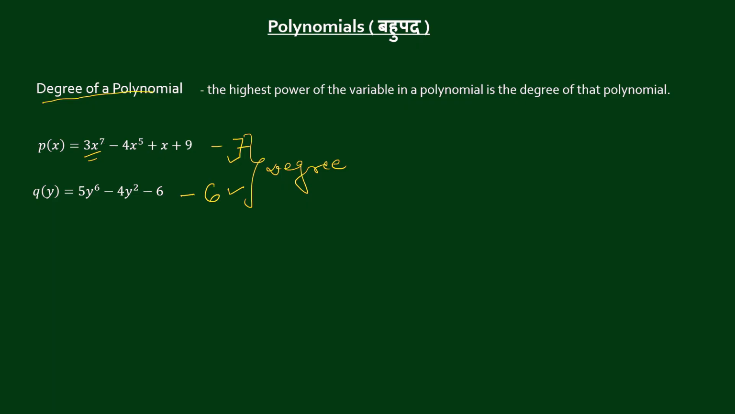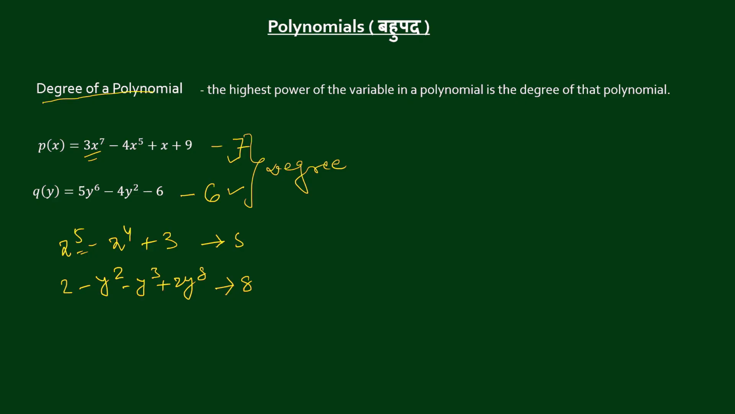कुछ और एग्जांपल्स देखते हैं जैसे x raised to the power 5 minus x raised to the power 4 plus 3. तो हाईएस्ट पावर ऑफ वेरिएबल क्या है? 5. सो इस पॉलिनोमियल की डिग्री क्या होगी? 5. Now take another example. 2 minus y square minus y cube plus 2y raised to the power 8. So here the highest power of y is 8. The degree of this polynomial is 8.